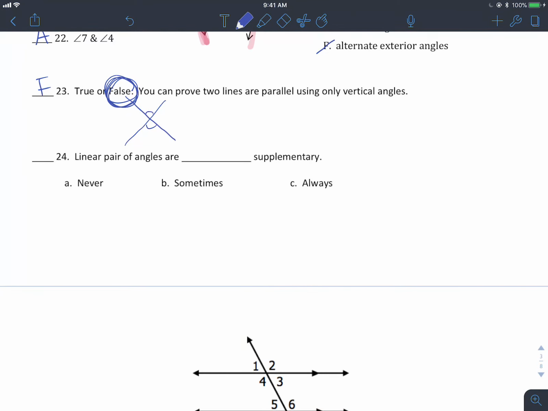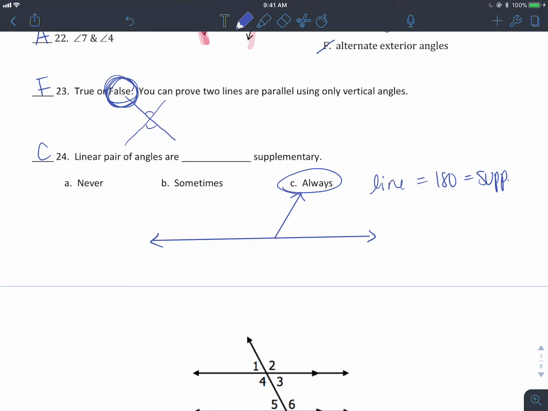Linear pair of angles are always, sometimes, or never supplementary. The definition of linear pair is that they make a line. Drawn below is an example of a linear pair. Since they make a line, and a line equals 180, and 180 equals supplementary, they are always supplementary. They have to add up to 180. That is the definition of linear pair.